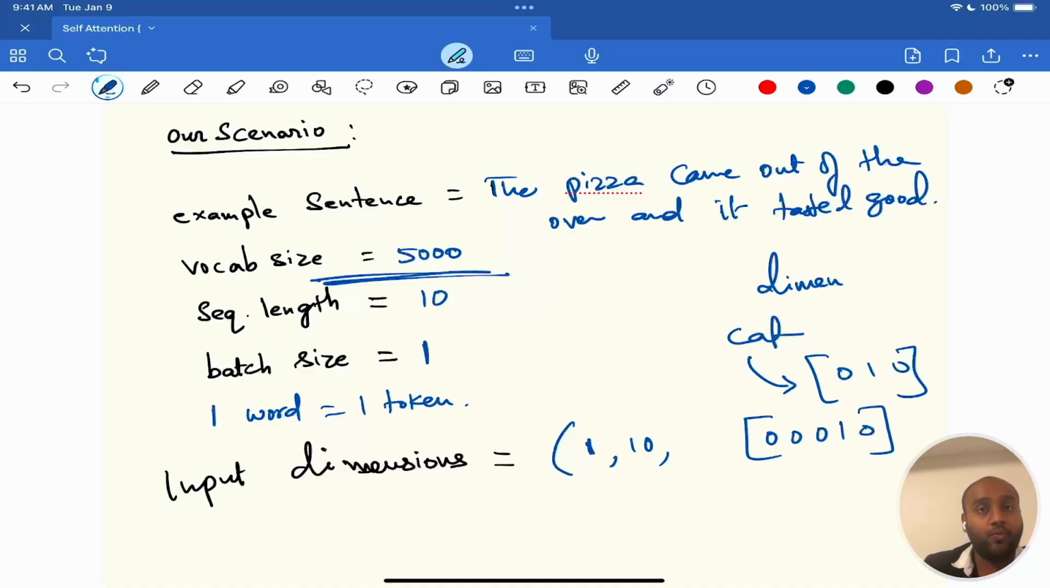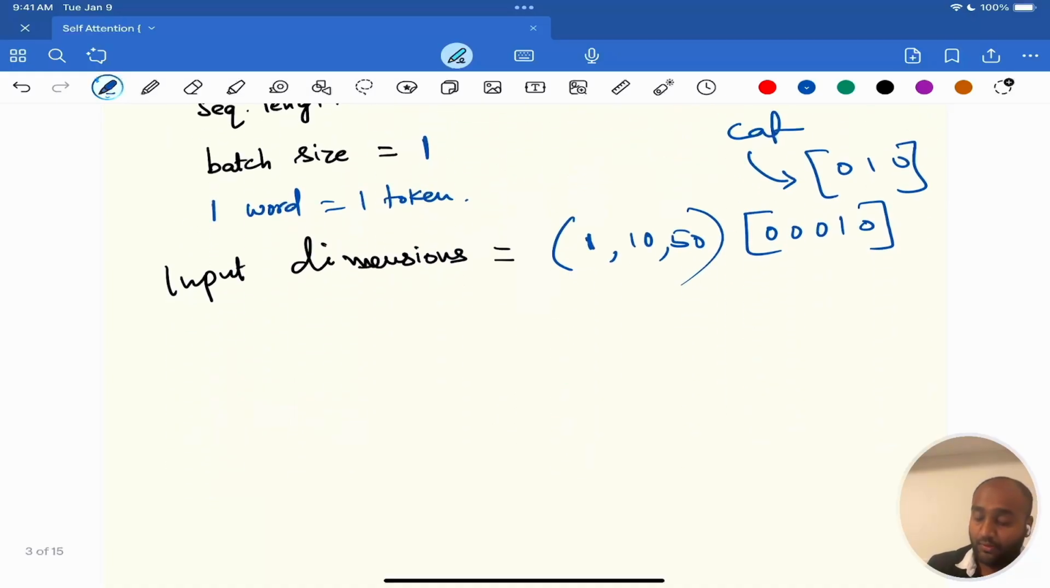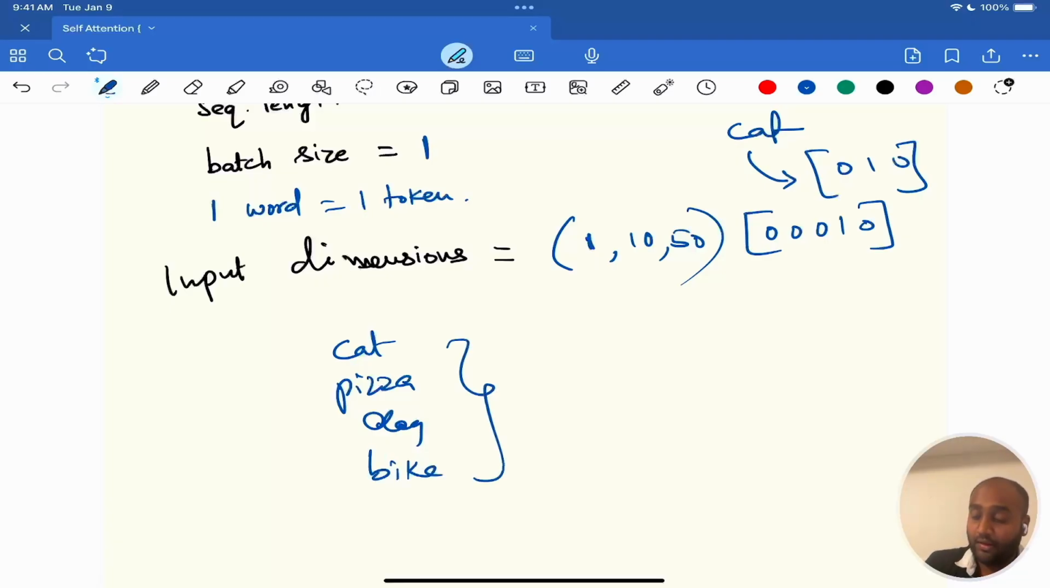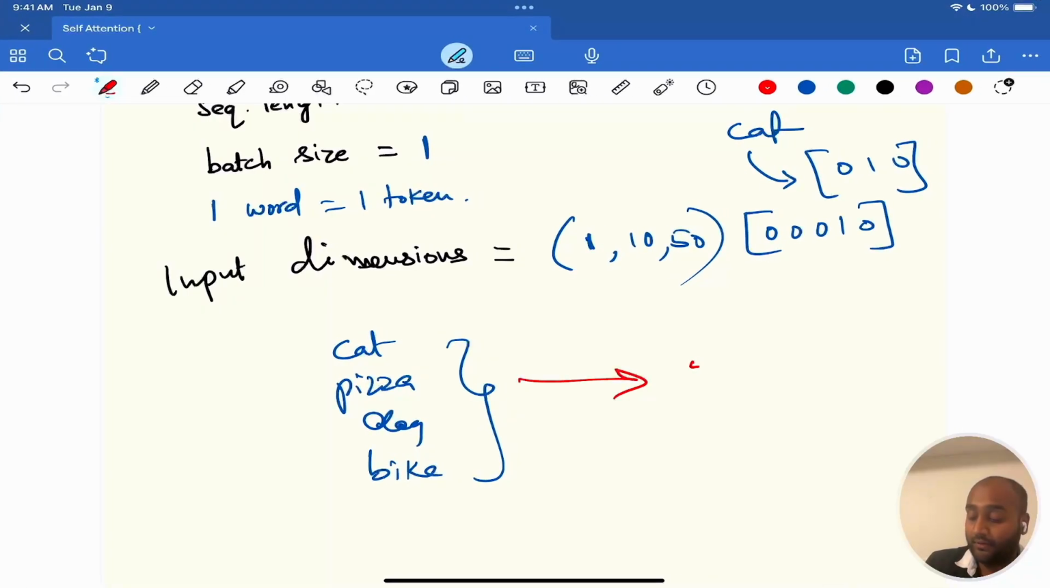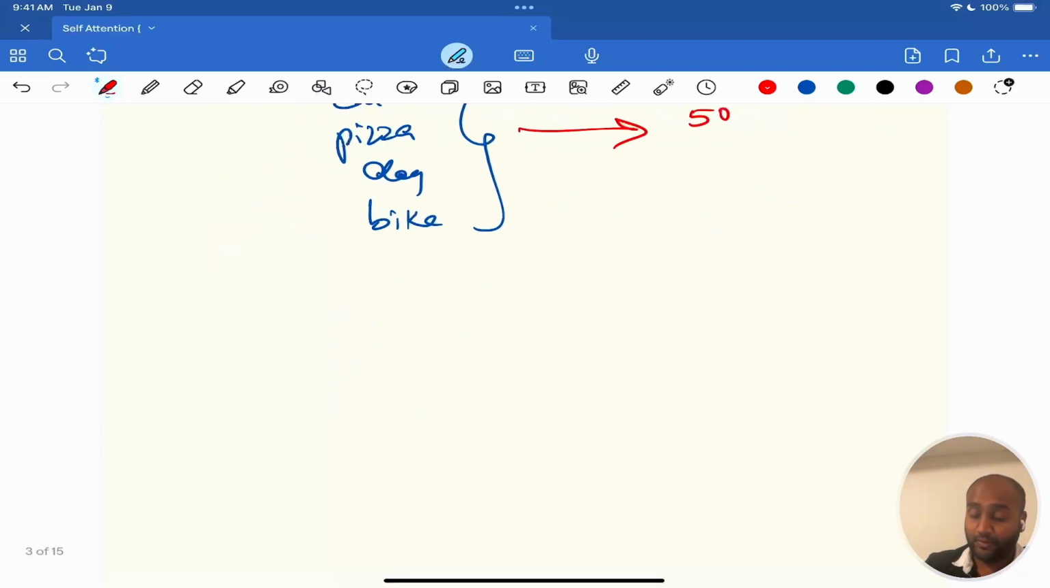So here, let's set an embedding dimension, and let's take that as 50. So in our scenario, each and every word, let's say we have words like cat, pizza, dog, bike, etc. All these are represented with a 50-dimensional vector, right? So it's fine till here.